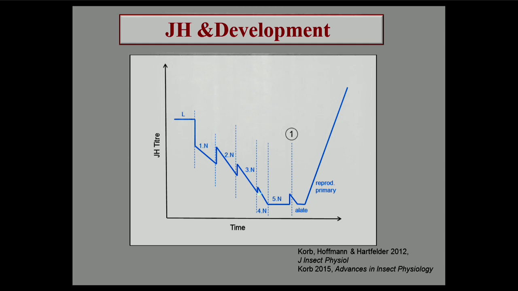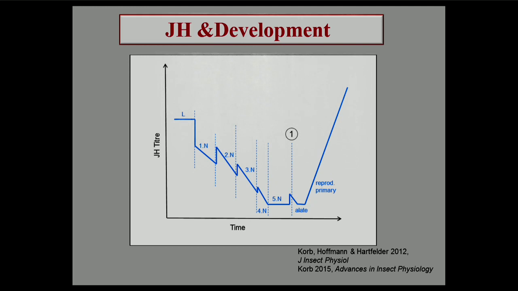And then the penultimate nymphal instar, the fourth nymphal instar, is characterized by a shortened intermolt period. Then comes the fifth nymphal instar, which is characterized by a JH peak before the actual adult molt, and then it decreases again directly after the molt. And when the individuals start reproducing, the JH titer increases again.